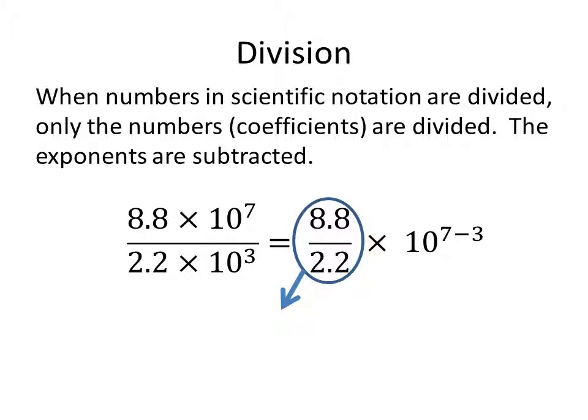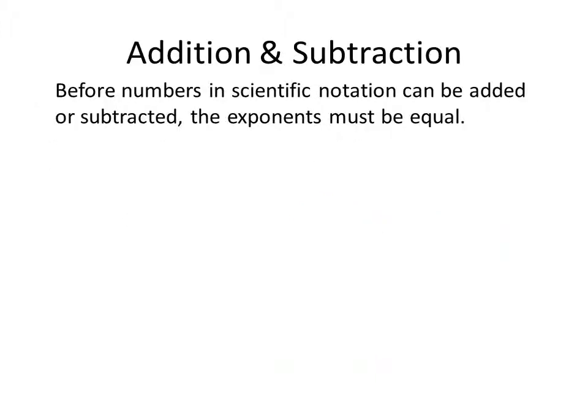So our 8.8 divided by 2.2 gives us 4, and our 7 minus 3 gives us times 10 to the 4th. This is how we do division. Remember, multiplication, we add exponents, and division, we subtract exponents. Addition and subtraction is slightly more complicated. Before numbers in scientific notation can be added or subtracted, they have to have the same exponent.